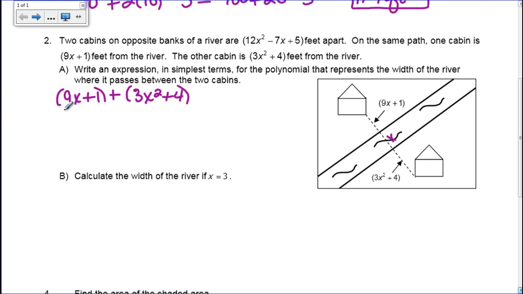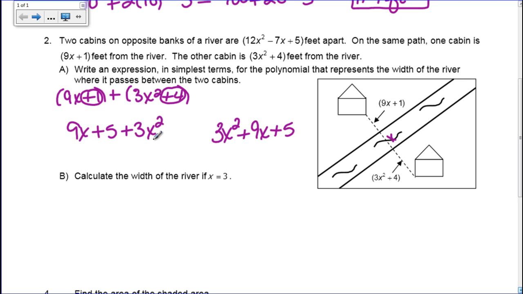I don't have any x's other than this 9x, so I'm going to put my 9x. But I do have numbers, so I have 1 plus 4, which happens to be 5. And then I just have this one random 3x squared. Now that is my polynomial in simplest terms. It is not, however, in standard form. Standard notation is to write them in order from largest exponent to smallest exponent. So in the proper order, it would be 3x squared plus 9x plus 5. These are the same thing.